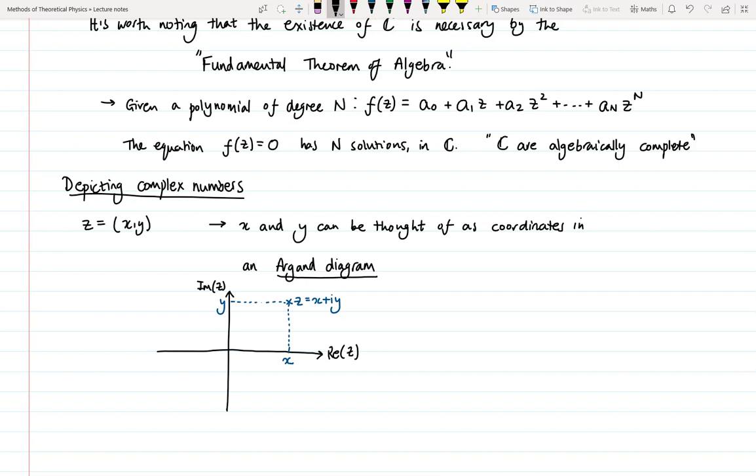And from this we can now see that the set of complex numbers C is effectively a real two-dimensional vector space. That basically means that every point in the plane is described by two real numbers. And we sometimes write this as R cross R equals R squared.